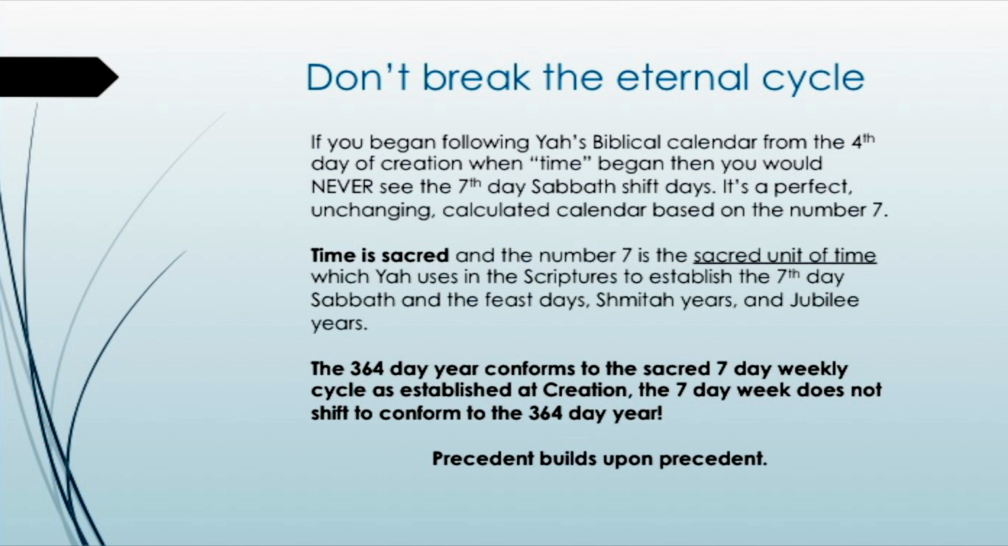So the 364-day year conforms to the sacred 7-day weekly cycle as established at creation, the precedent, and the 7-day week does not shift to conform to the 364-day year. And I think that's where some people are erring, is that they're wanting to shift their weeks to conform to a 364-day year. But the reality is that your 364-day year must conform to the 7-day weekly cycle, because precedent builds upon precedent.